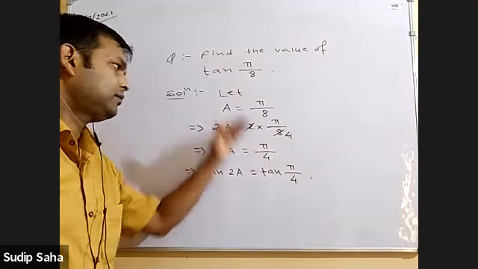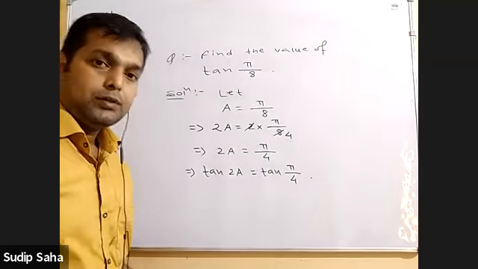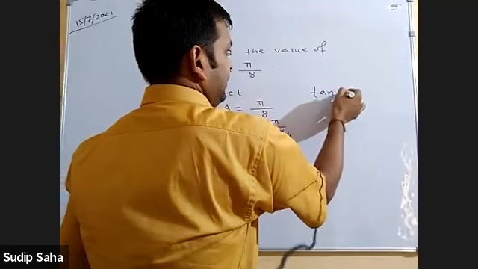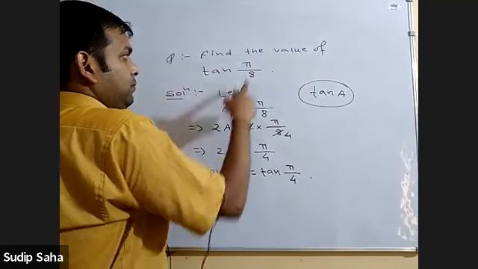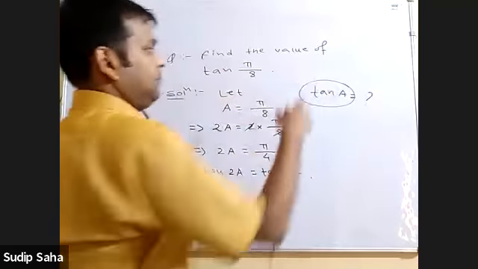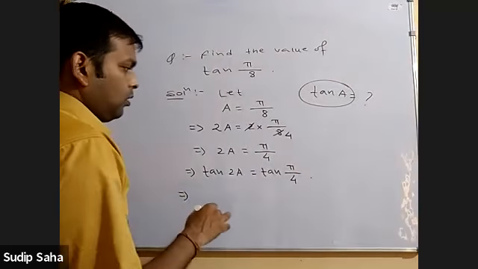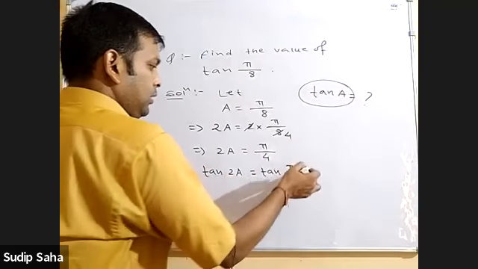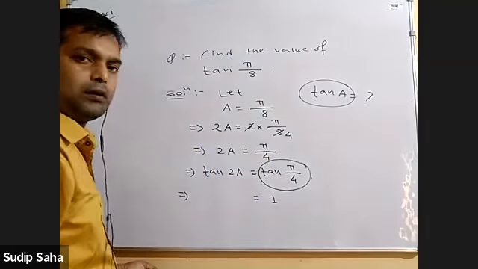Understood up to this? Actually, you have to find tan A, not tan twice A. Because A is pi by 8. So once you get the value of tan A, that is tan pi by 8. See, what is the advantage of this twice A? When I multiply it by 2, what is tan pi by 4? 1. Very good.